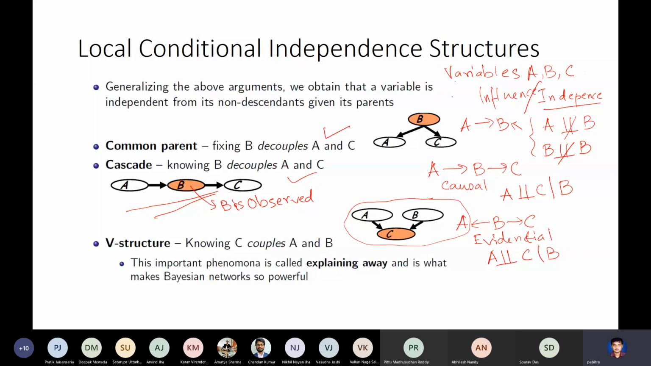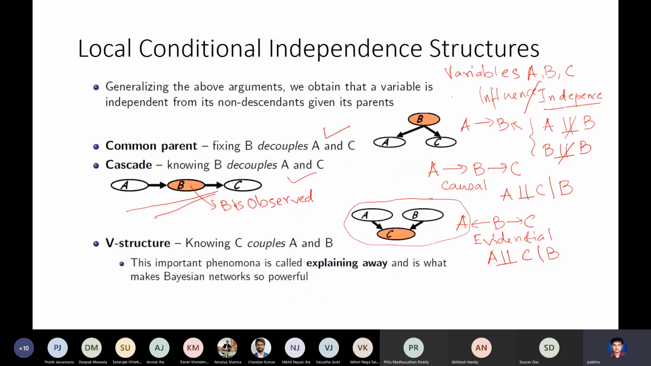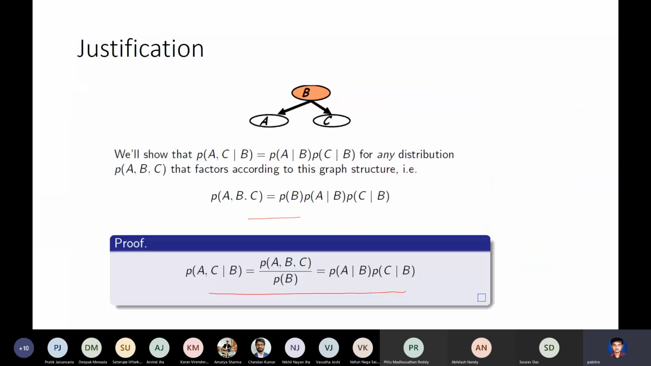And note that the V structure is the reverse of the earlier two. Observing B made A and C independent. Here, observing C made them dependent. Not observing it would keep them independent. So now, using this kind of local structure, let me try to find out some global independences.